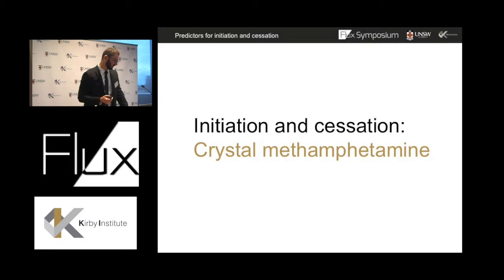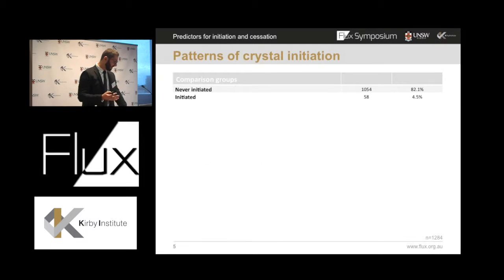Given that we want to look at the predictive factors associated with the initiation, we compare those who initiated against those who didn't. So 58 men have started using crystal in the past year. We want to know what was the difference among these men when comparing them to the 1,000 men who did not start. Or, as I said earlier, those who had a history of crystal use weren't included in this analysis.